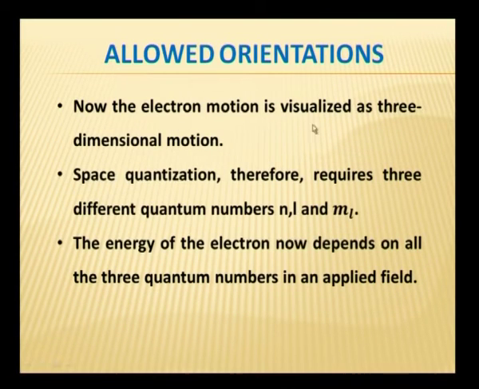Now, the electron motion is visualized as three-dimensional motion. Space quantization therefore requires 3 different quantum numbers n, l, ml. When you have a magnetic field, you get the magnetic orbital quantum number ml. So, the energy of the electron now depends on all the 3 quantum numbers in the applied field. So, we had n, l, and ml. ml is called the magnetic orbital quantum number, right.